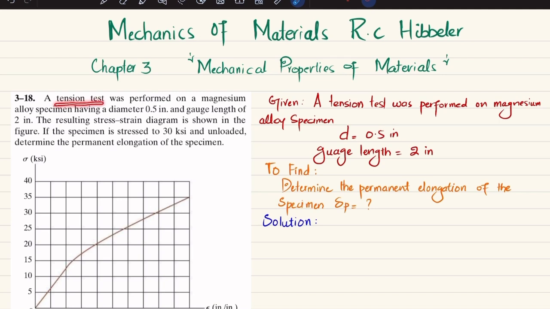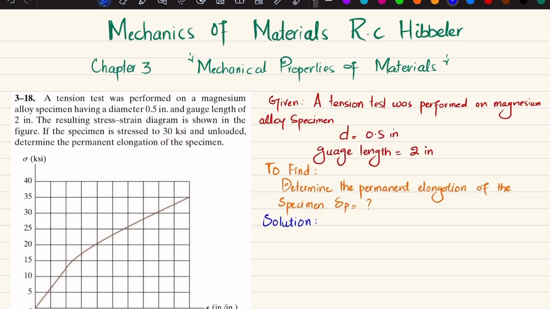So the statement is: a tension test was performed on a magnesium alloy specimen having 0.5 inch diameter and gauge length of 2 inch. The resulting stress strain diagram is shown in the figure. If the specimen is stressed to 30 ksi and unloaded, determine the permanent elongation in the specimen. So you can see this is the stress strain diagram for magnesium alloy, and we have to find the permanent elongation if it is stressed to 30 ksi and then unloaded.